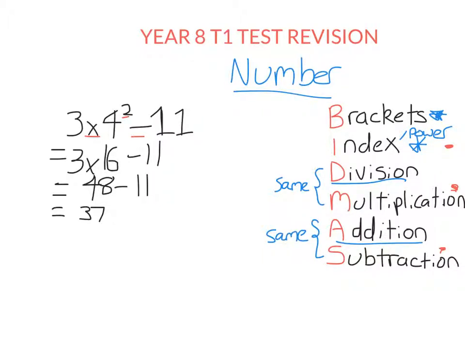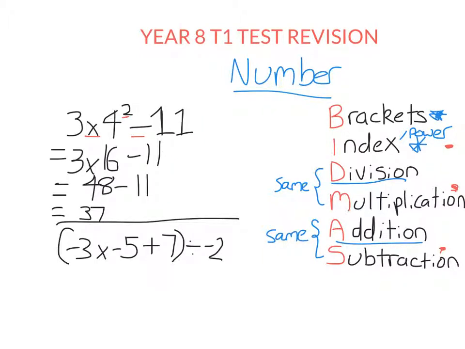Some people, for whatever reason, think that if we're performing operations involving negative numbers, BIDMAS changes, the order of operations changes. Well, no, it doesn't. Let's look at an example. Let's look at this question here. Once again, we have quite a few operations. We're multiplying, we're adding, and we're dividing.